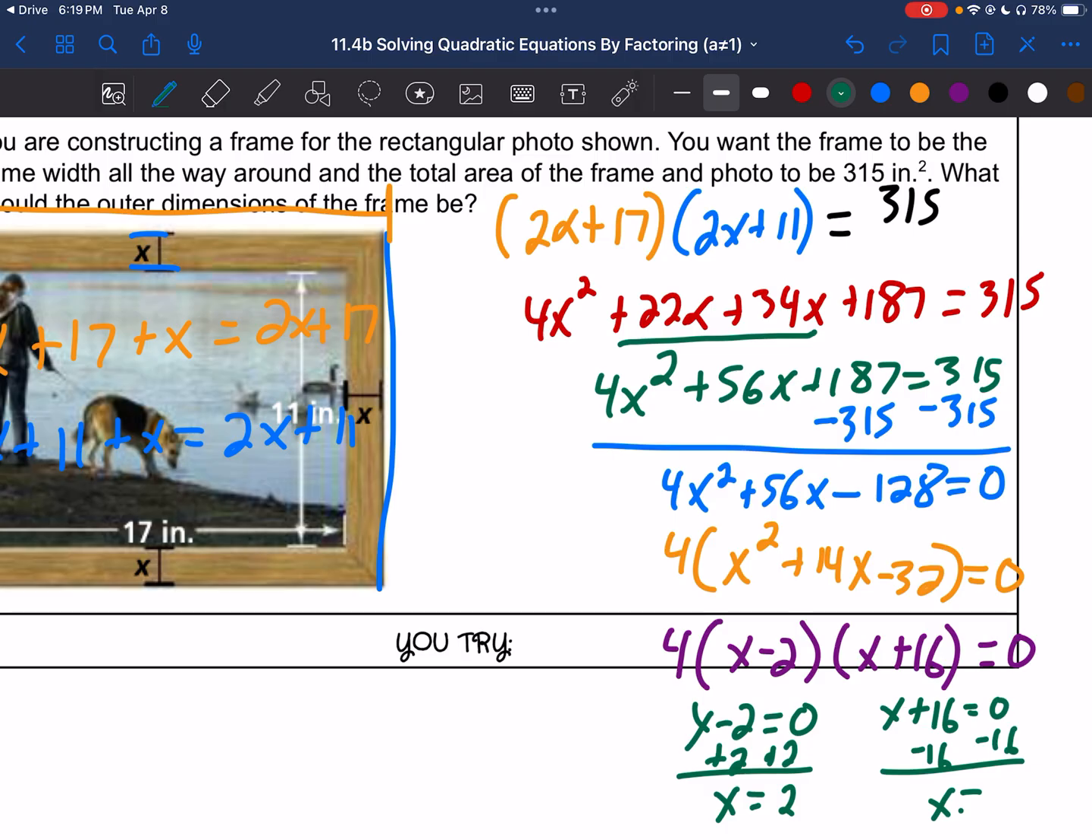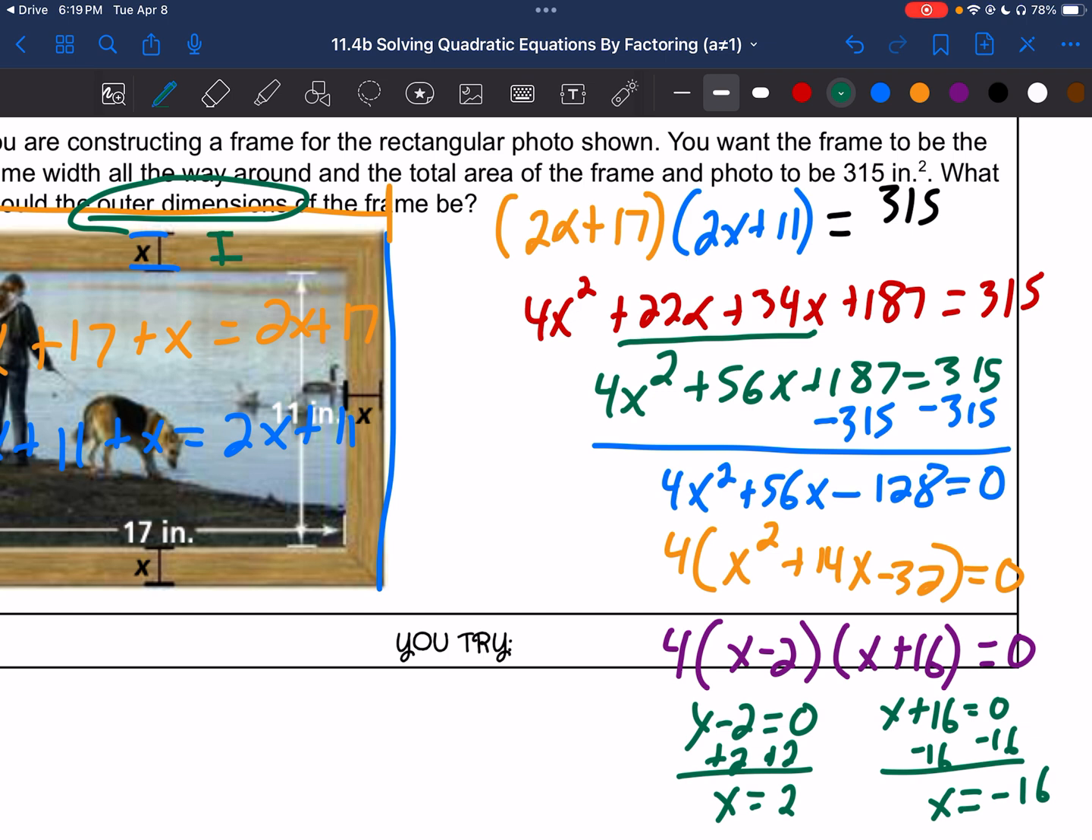So this goes back to, which one is our reasonable solution? What are we finding? What is x? x is the outer dimension of this picture frame. So we go back to the context that we're given, right? It is the outer dimension of the frame. That is what my x value is, how wide that picture frame is.